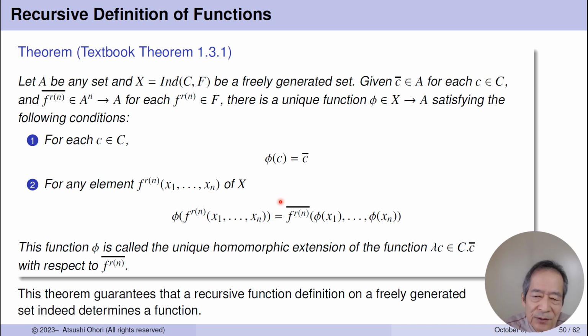So a recursive definition consists of two classes of equation. The first is of this shape, and the other one is the inductive one. So you do it this way. However, these two classes of equations do not necessarily yield a well-defined unique function. So this theorem guarantees that in the case of a freely generated set, you always get a unique, well-defined function by only specifying these two classes of equation. So this is the intention of the theorem.